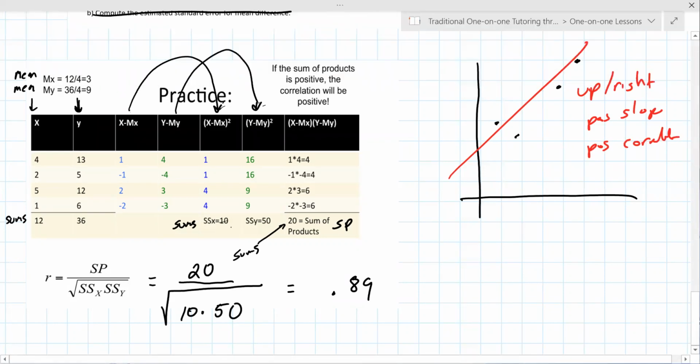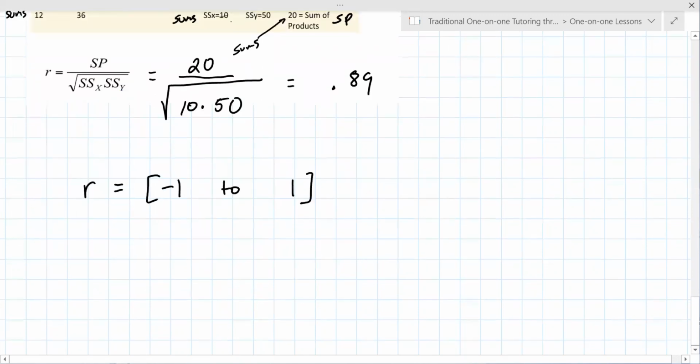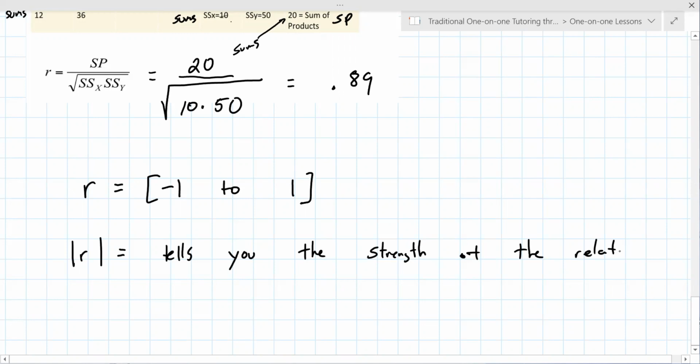Okay, so let's talk about what values R can take on. R can be everything from -1 to 1. Okay. Now we have to talk about the absolute value of R. The absolute value of R tells you the strength, and this is a question they'll ask, the strength of the relationship. Yeah, that was asked on the last exam, so I'm sure it will be.